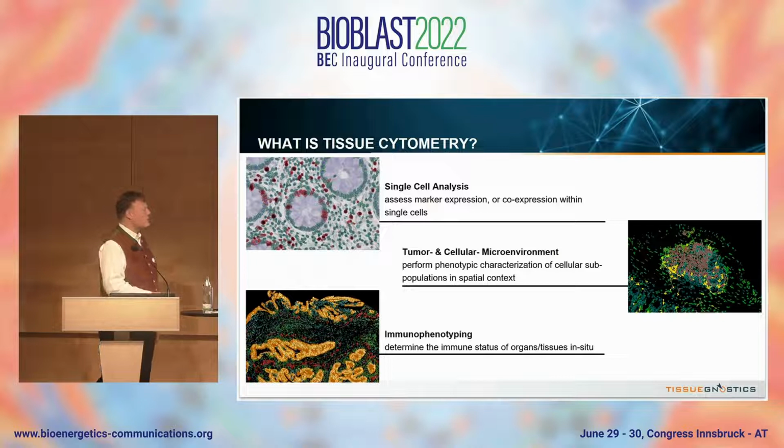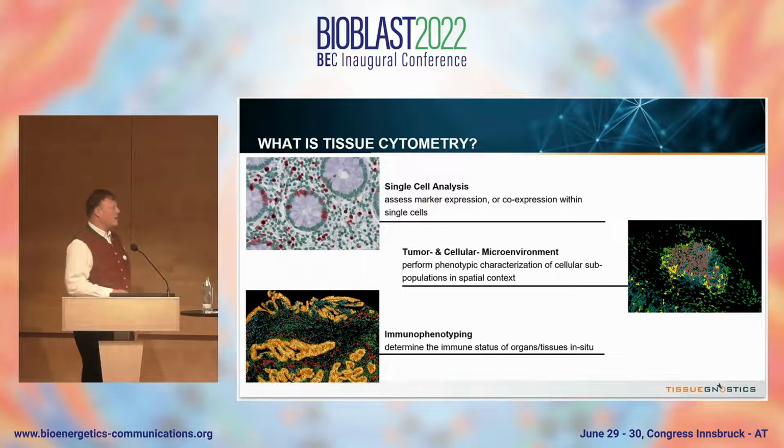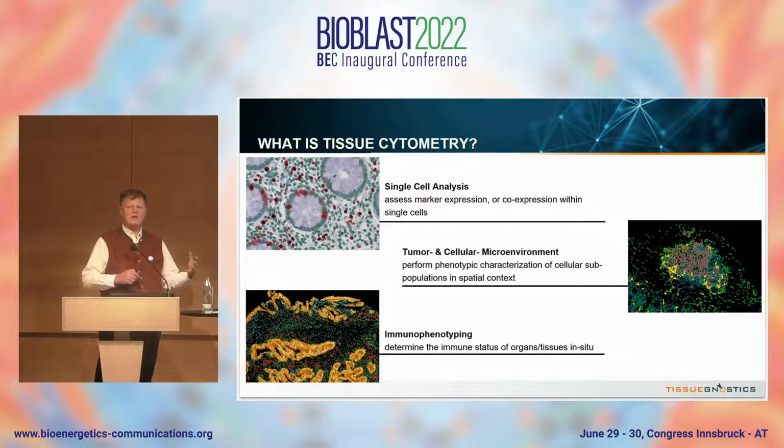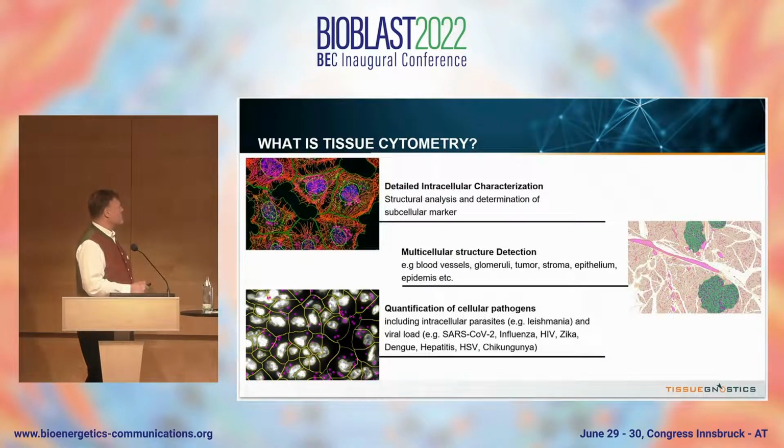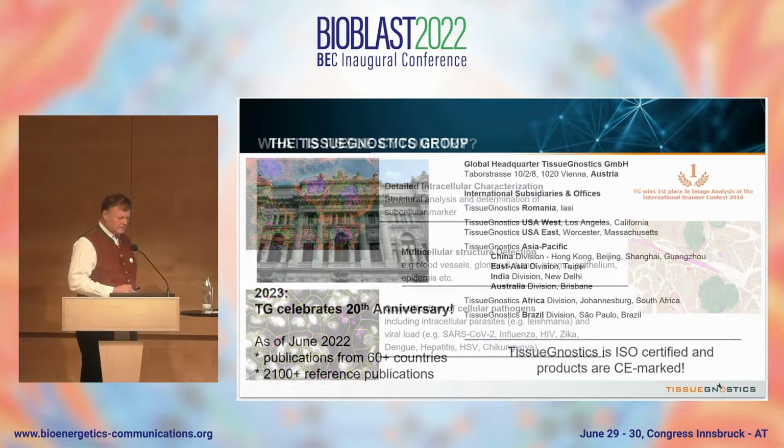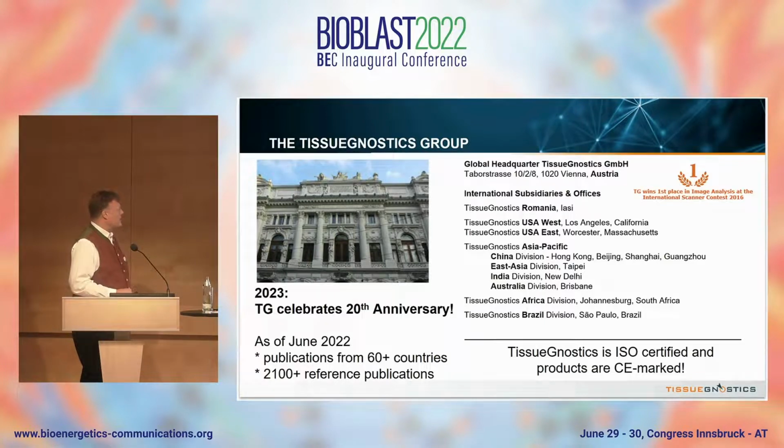Of course, we can also look at multicellular structures like tumor areas, glands, glomeruli, vessels, epidermis, whatever, and then do what is called spatial immunophenotyping, so measure single cell populations in relation to histological context. We can also look into subcellular compartments and measure structures like cytoskeleton, mitochondria, or also pathogens like bacteria, viruses, or intracellular parasites. Very quickly, the company Tissue Gnostics is located in the city of Vienna in Austria.